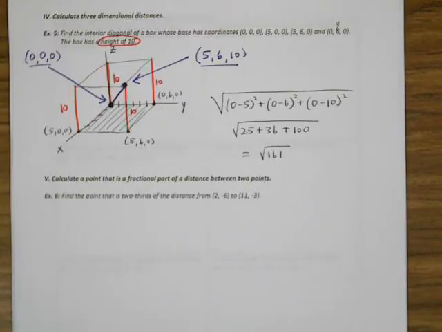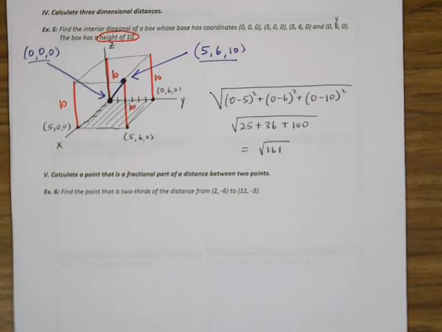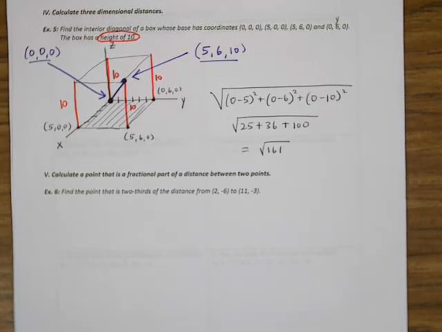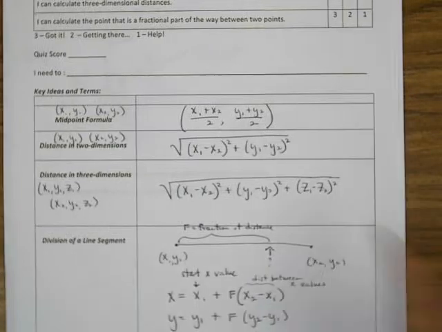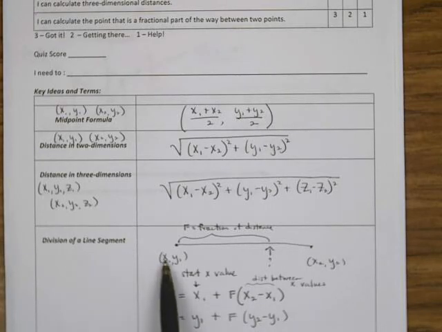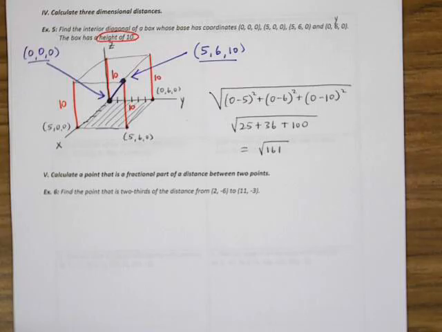And finally, calculate a point that is a fractional part of the distance between 2 points. So I gave you that formula. If you want to look back, we can bring it up here again. So let's refresh quick. Here it was. If we have the distance between 2 points, we're going to find the x coordinates. We're going to pick the starting x value, and then we're going to add on a fraction of the distance between the x's. And to get the y coordinate, we take the starting y value and add a fraction of the y distance. So let's look at what that means in terms of our problem.